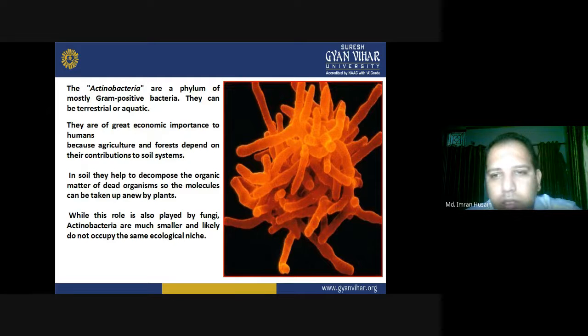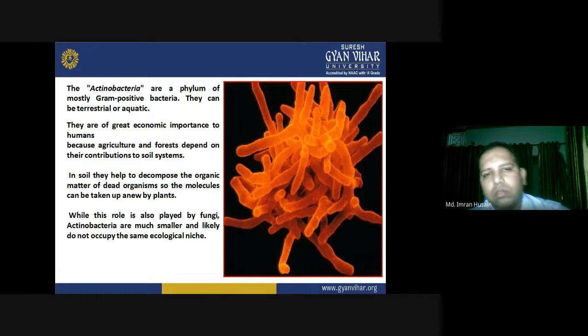You must understand that the phylum that is mostly gram-negative is mostly harmful to humans, and rarely have gram-positive bacteria been proven to be harmful or pathogenic to humans. Right. So it is a phylum of gram-positive bacteria. They can be terrestrial or aquatic. They have the capacity to live on the land, or they also have the capacity to live in aquatic environments, in water also.